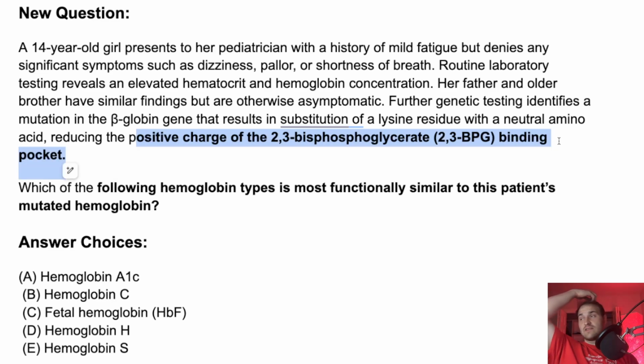So 2,3-bisphosphoglycerate is something that lets you release that oxygen. And if you reduce the positive charge, it no longer works and it doesn't let you release the oxygen anymore. Now, it says which of the following types is most functionally similar to this patient's mutated hemoglobin. So the mutated one does not work as well.